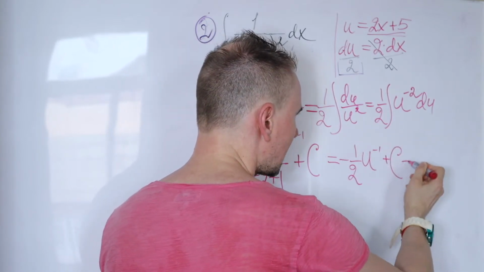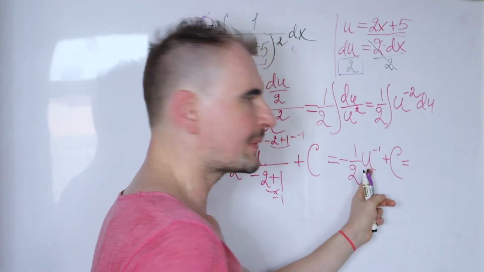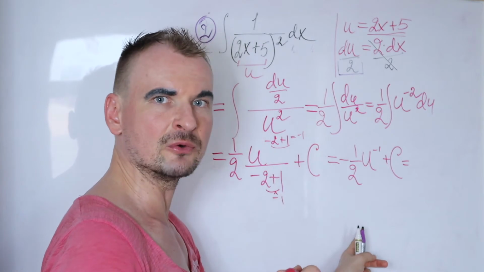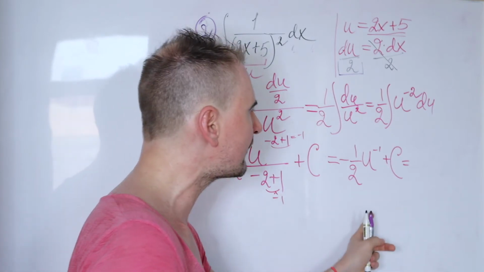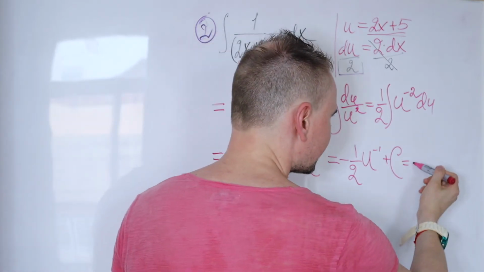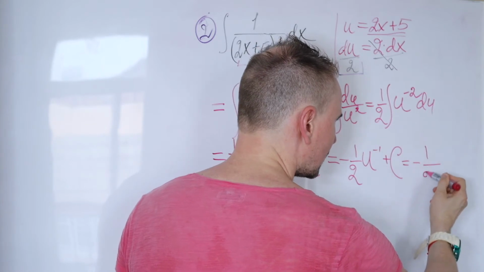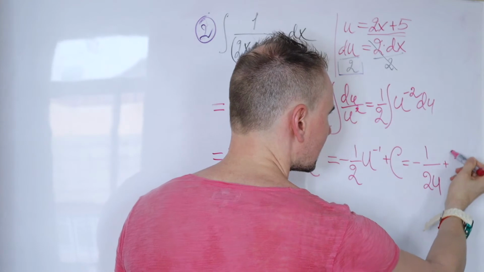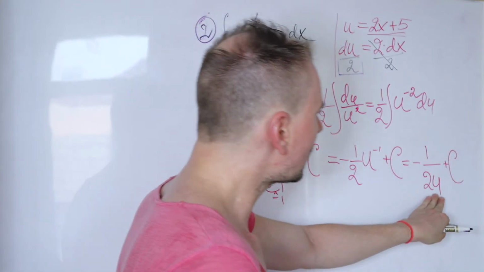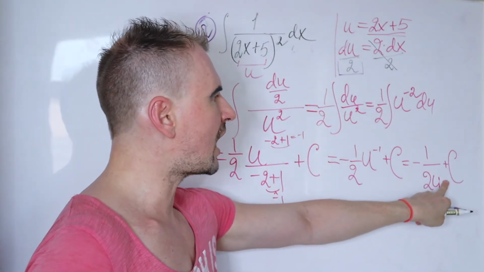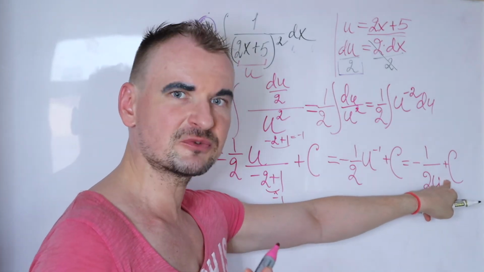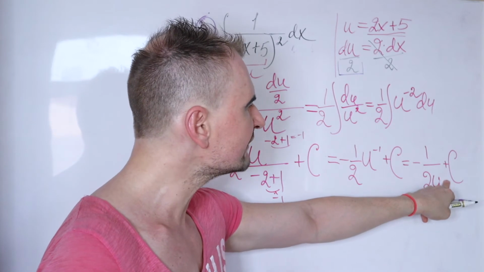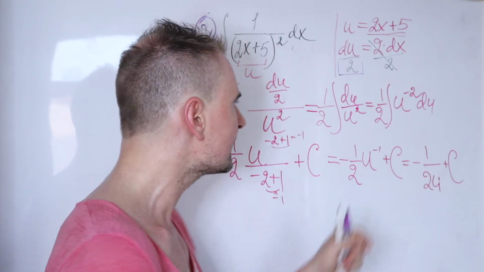And another step, you want to put your u down in the denominator by making your power positive, so negative 1 over 2u plus c. I'm not going to write 1 as a power here. It's implied to be 1. Normally we just omit this power of 1.